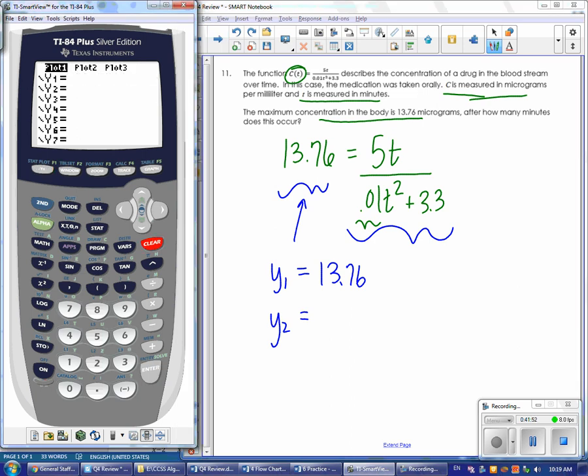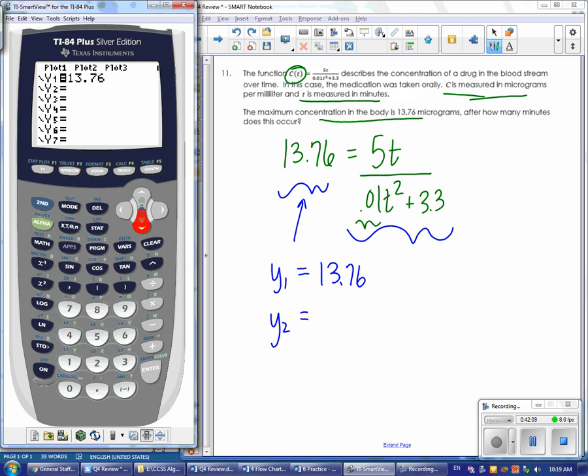I also noticed that you can see how my plot 1 is darkened and highlighted. That means it's turned on. So if I just put my cursor up there and press enter, it'll turn it off. Okay, so I'm going to go ahead and enter the 13.76 in for my y value.